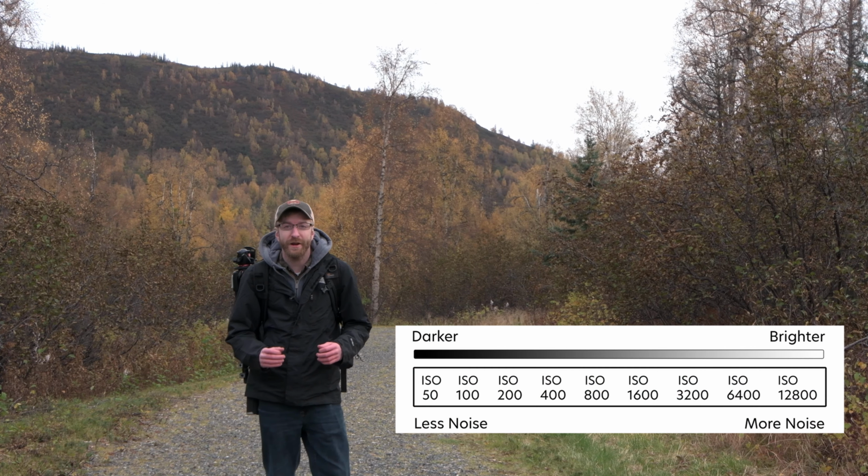Now raising a camera's ISO does come with some downsides. As you can notice, I'm shooting at ISO 3200 right now while I'm filming, and you can see it's a little bit grainy. As you raise your ISO, it'll introduce noise, which is those grain speckles within an image, causing you to lose image quality.